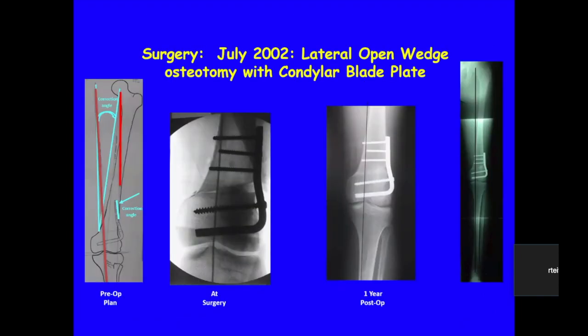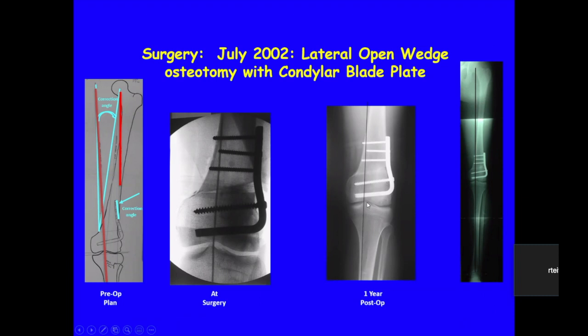Well, the first thing I think that always needs to be considered is the coronal plane alignment. So we did a preoperative plan of a lateral opening wedge osteotomy, fixing it with a 95-degree condylar blade plate. Here he is in the operating room at surgery. This is an image view, and we use a Bovie cord to get a rough idea of the alignment, which seems to be near the medial tibial spine.